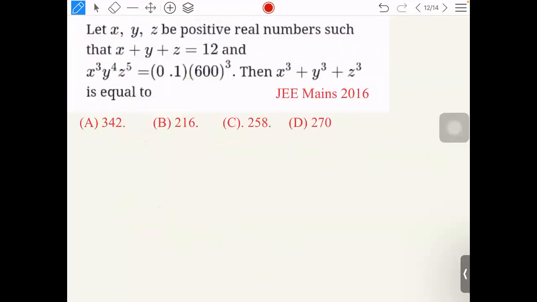Next question, again, which came in JEE Main 2016.